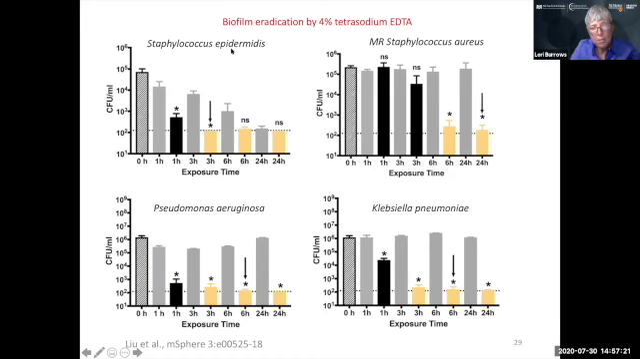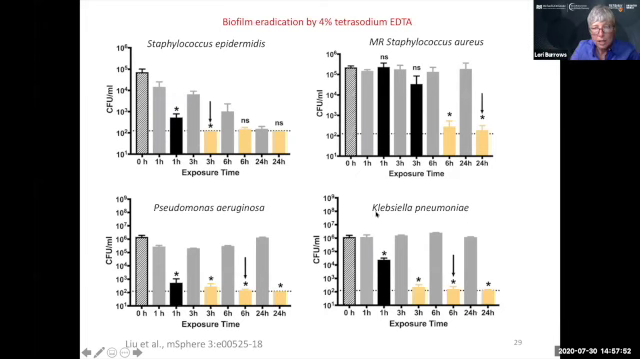So staph epi, a very, very common skin organism and a big problem on lines. This thing can be eradicated using this solution in 3 hours. Methicillin-resistant Staph aureus, that's a bit more of a tough guy to kill, but again, with slightly longer exposures, you can get rid of these biofilms on surfaces. These experiments, by the way, were done on the same type of pegs that I showed you earlier.